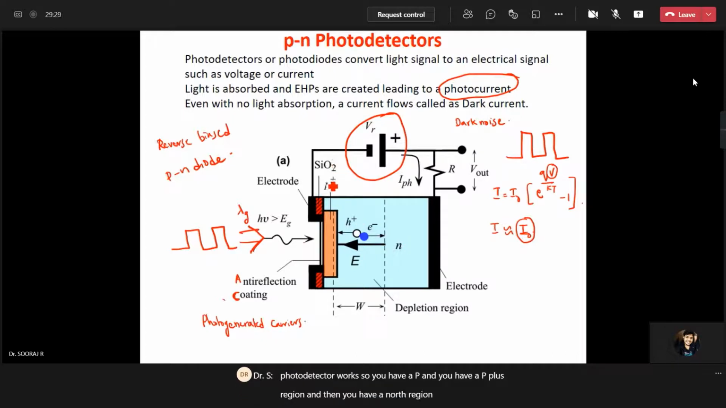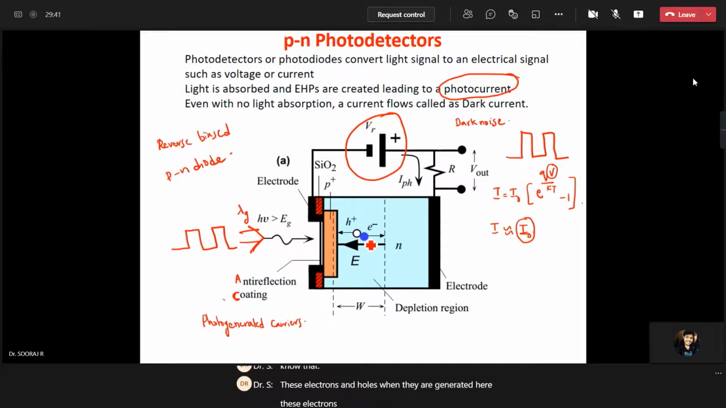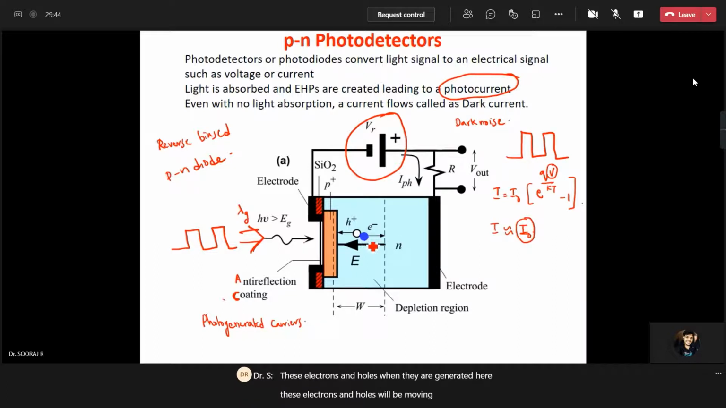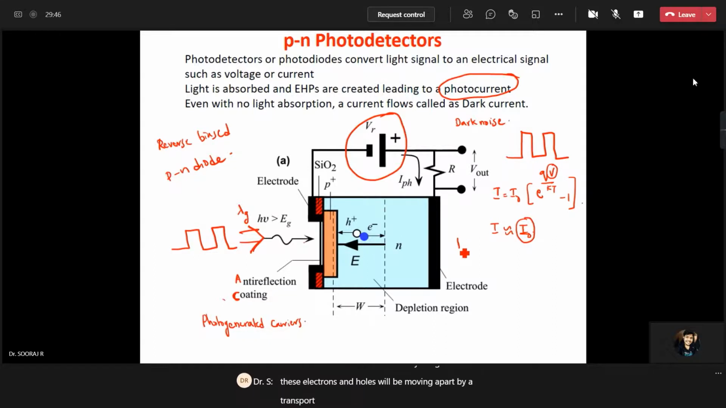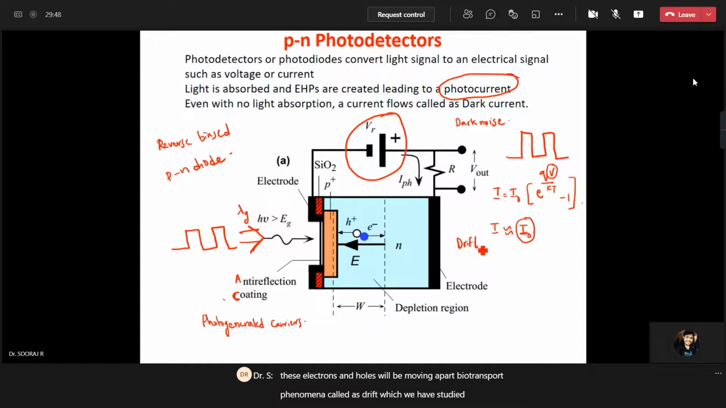The reason why we make this P plus is because in most semiconductor materials, the electrons and holes, when they are generated here, will be moving apart by a transport phenomenon called drift, which we have studied long back. Drift is the way by which these electrons and holes are getting separated.